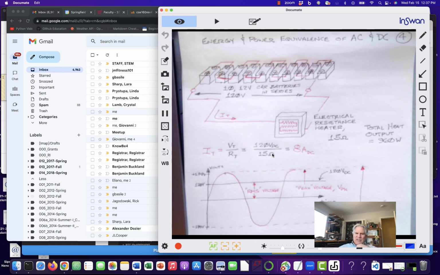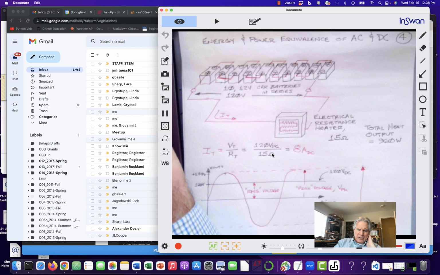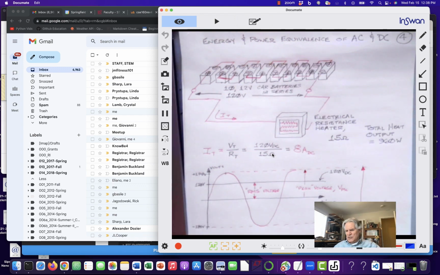Now with a sinusoidal AC waveform, you can see that we go up to a peak, back down across zero to a lower peak, and then the whole thing repeats.